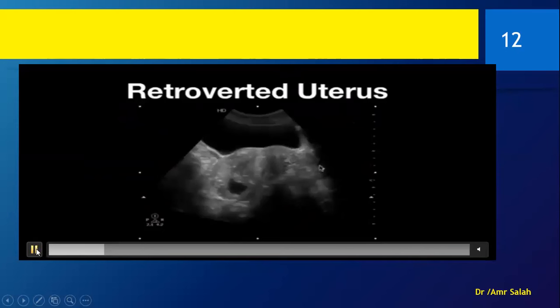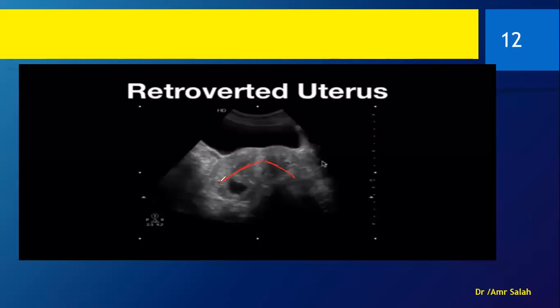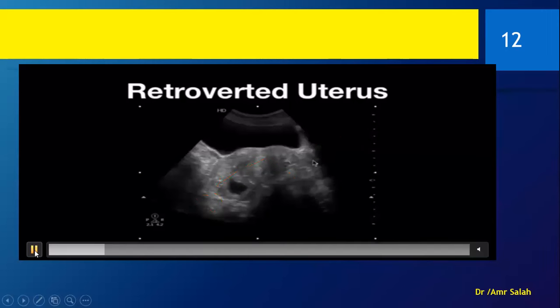Oh, this is another position. This is the retroverted uterus, in which the relation between the vagina and the uterine body is different. It is as such and as such. So the uterine body is away from the bladder and it is more related, or looking, to the rectum. So this is retroverted. We're just commenting on it. Of course, the details of this are in the lecture concerning the uterus.